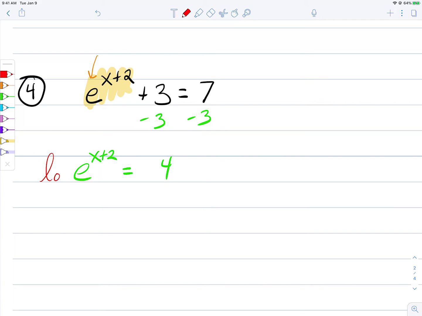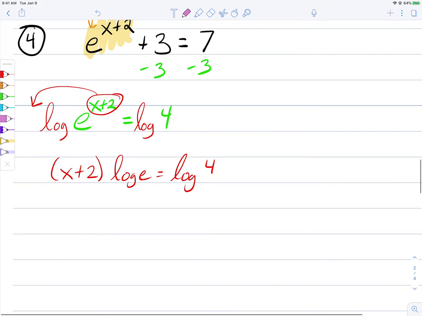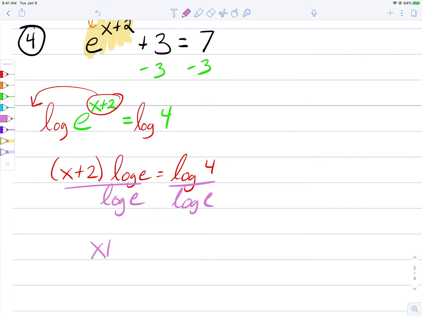So if I took the log of both sides, let's just say I was doing exactly what I was doing before. I took the log of both sides. My exponential will drop to the front as a coefficient. So I'm going to have x plus 2 times the log of e equals the log of 4. I'm going to divide both sides by the log of e.